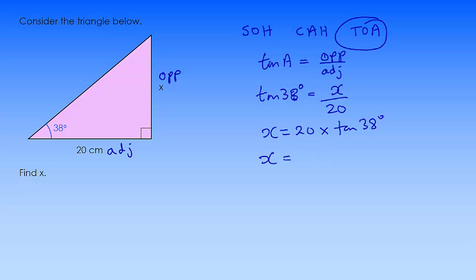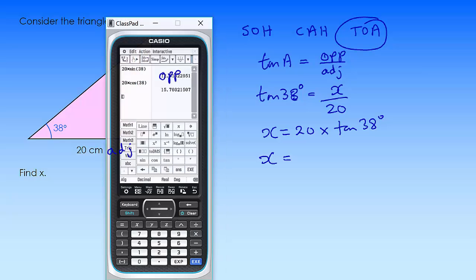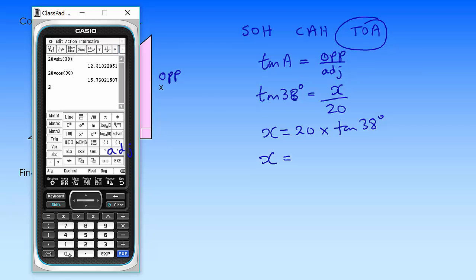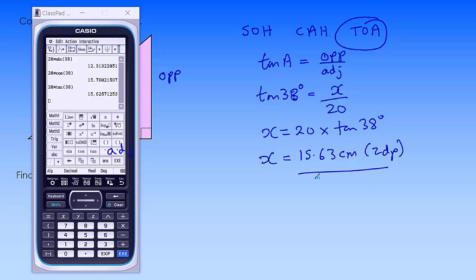And so just bring in the calculator. And we have 20 multiplied by tan 38. And that's 15.63. So 15.63 centimetres to 2 decimal places.